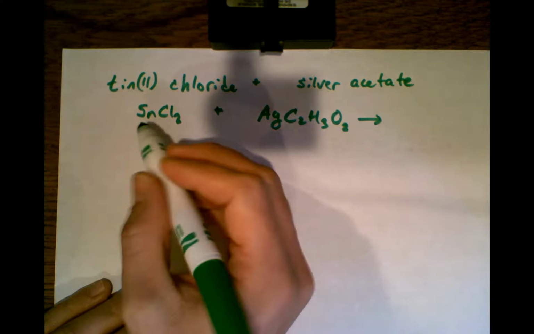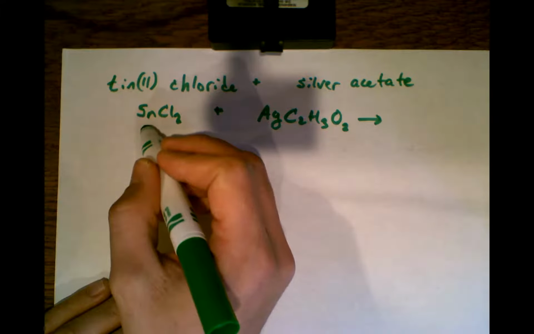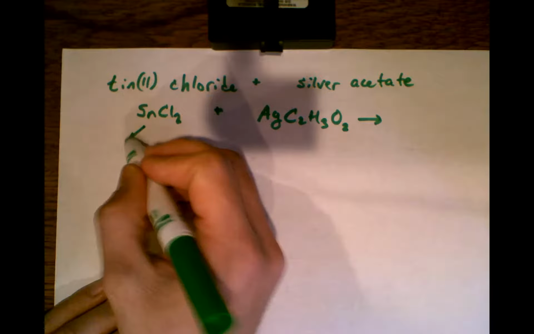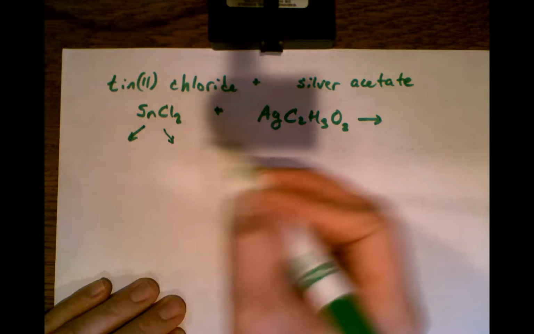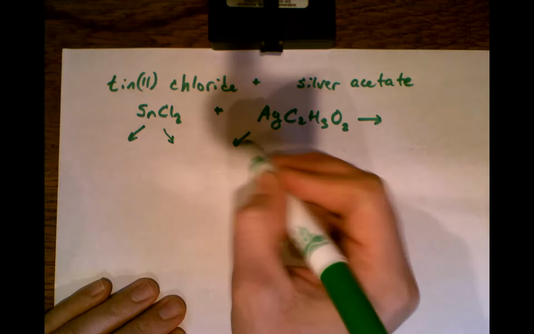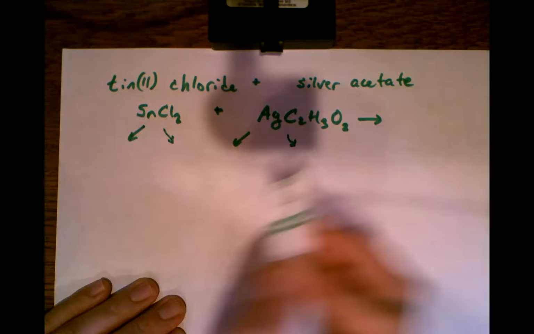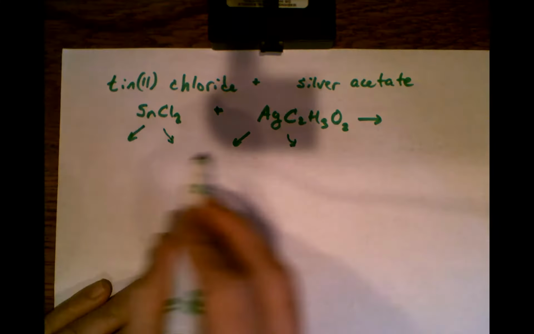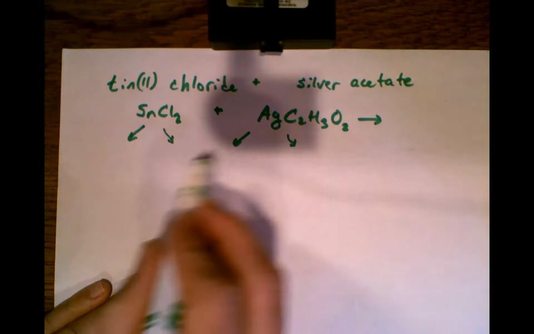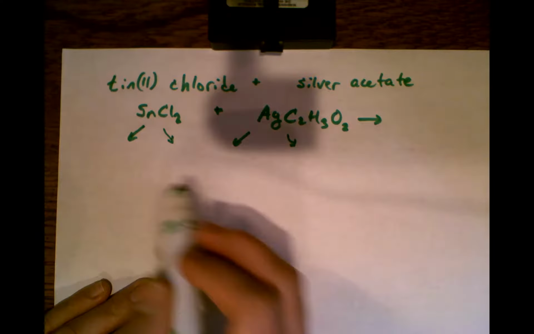So the first thing that you should think about is, well, if I'm dissolving this, I'm separating it out into ions. So I'm going to have tin ions and chloride ions and silver ions and acetate ions. And I separate out so I can list all four of what the ions are right here before I even get to the other side of the arrow.